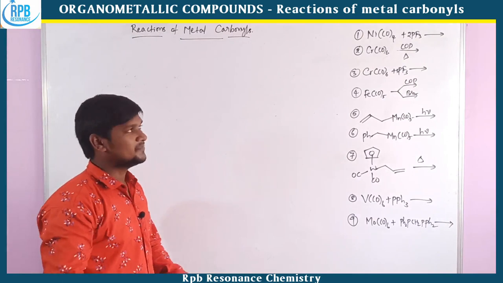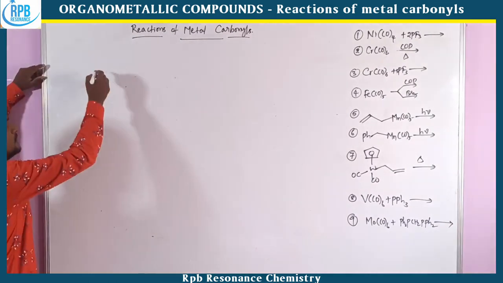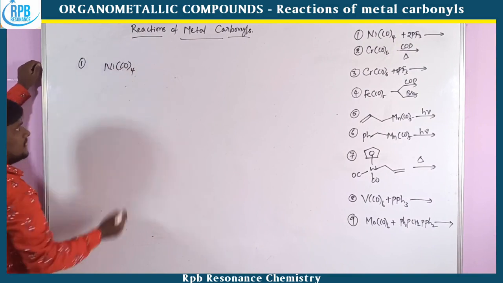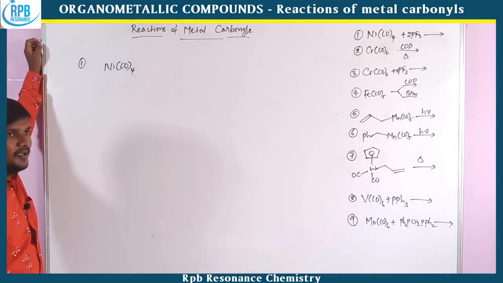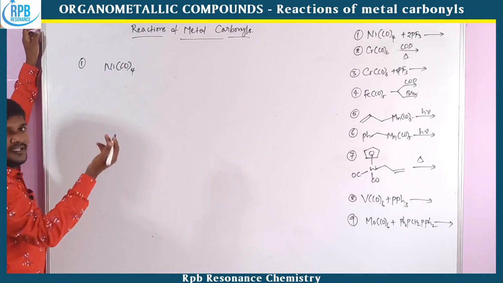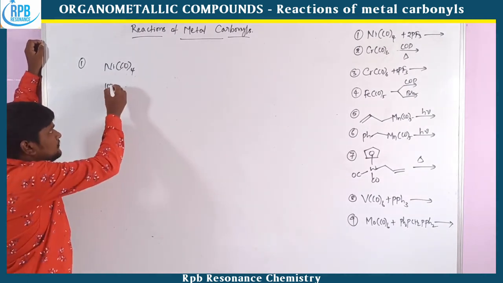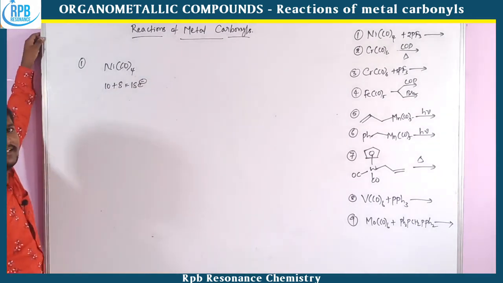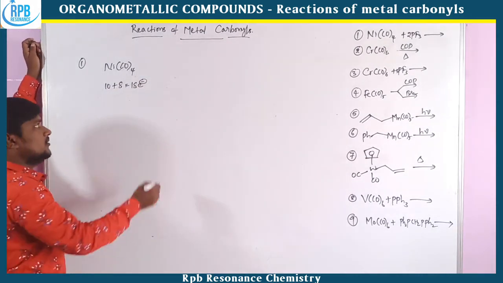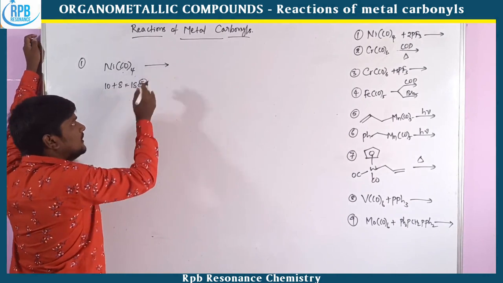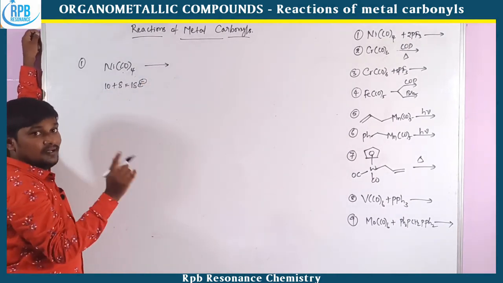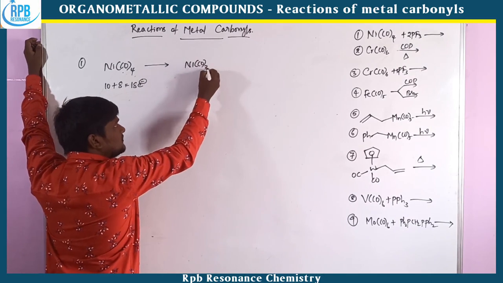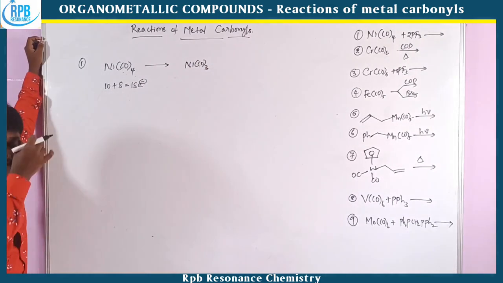So let's have a very simple example. The first example is NiCO4, nickel tetracarbonyl. Nickel is 8 plus 2, 4s2 3d8, that is a 10 electron system. 4 carbonyls are 8 electrons, totally an 18 electron system. Definitely it follows the dissociative mechanism. The 18 electron system loses one carbonyl and forms NiCO3.